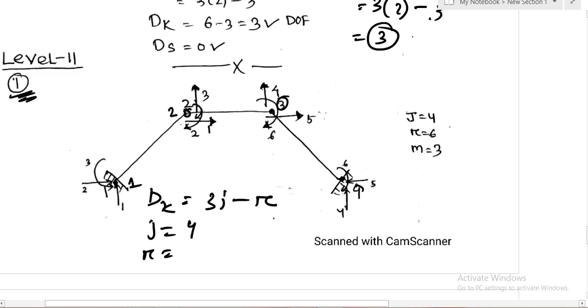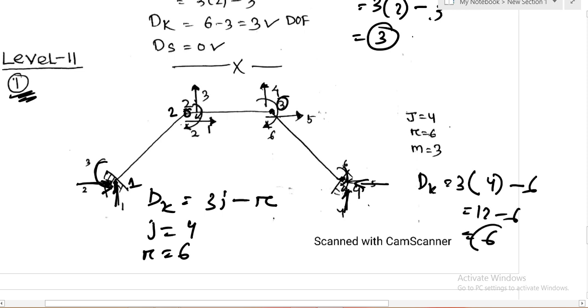How many reactions are there? Sir, at this support 3 reactions will be there: this is vertical, this is horizontal and this is an anticlockwise moment. There are 3, and here also there is a vertical and a horizontal. So total reactions 6, okay. So now can you find out? Yes sir, I can find out. So dk will be how much? Sir, this is 3 into j, j is 4, minus 6, okay. So this is 12 minus 6, this is 6, okay. This kinematic indeterminacy is 6.